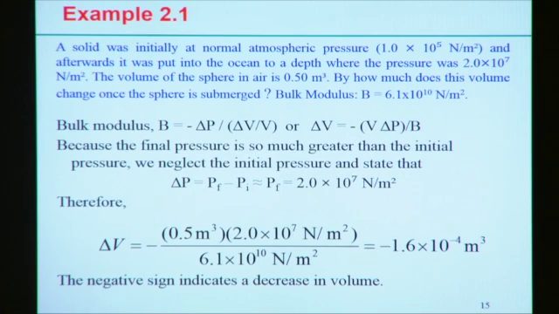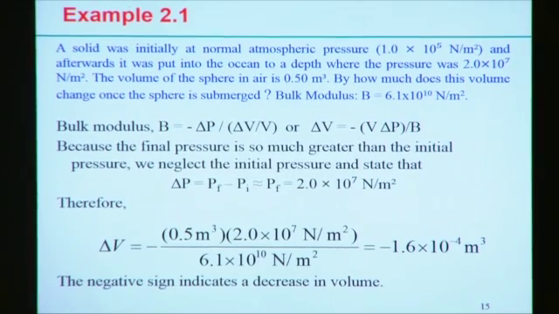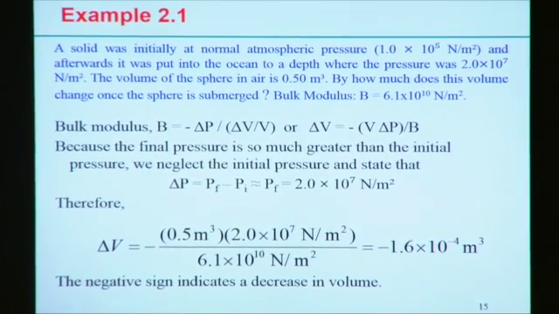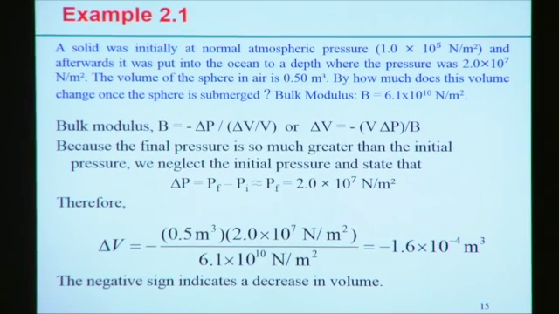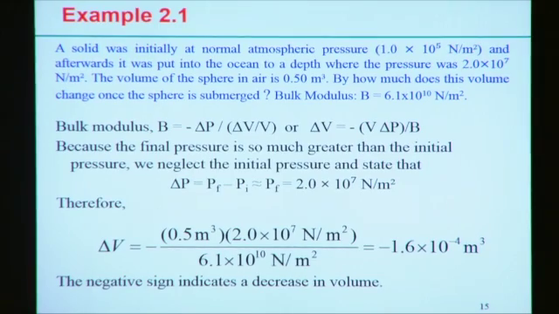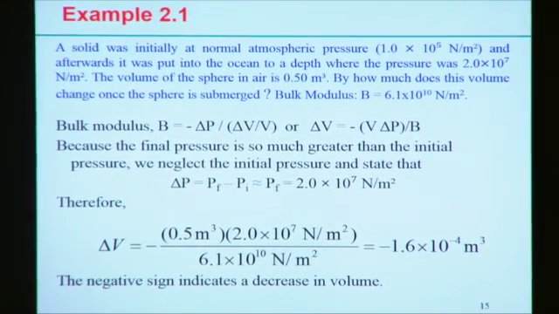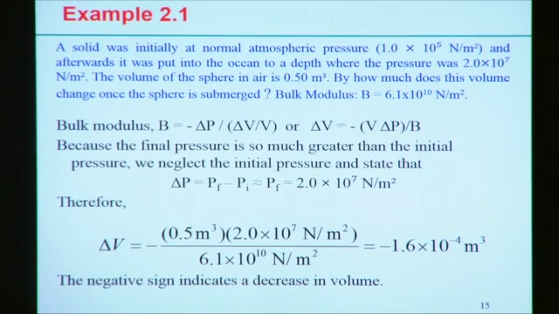In this case the change of pressure can also be calculated if the gauge pressure is known at a specific depth, where the pressure was 2 into 10 to the power 7 Newton per meter square. The difference between the final and the initial pressure is actually 2 into 10 to the power 7 Newton per meter square. If we put in the numerical values of all the parameters, the change of volume is calculated as 1.6 into 10 to the power minus 4 meter cube.